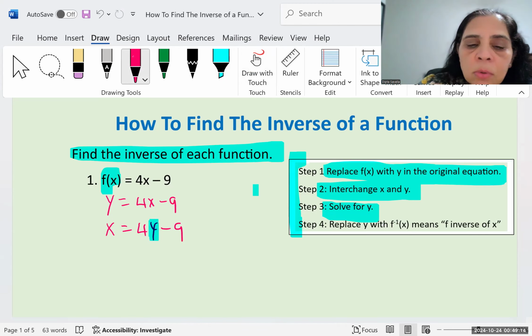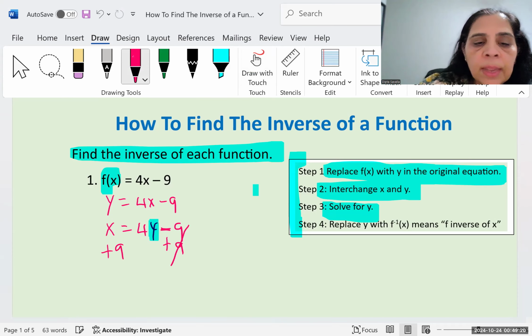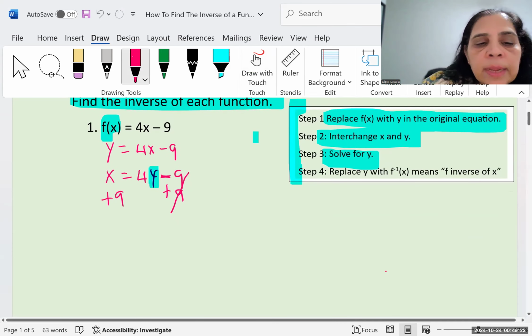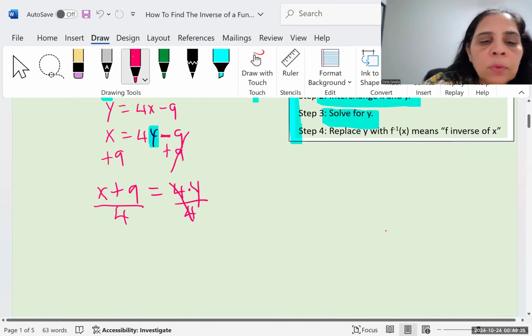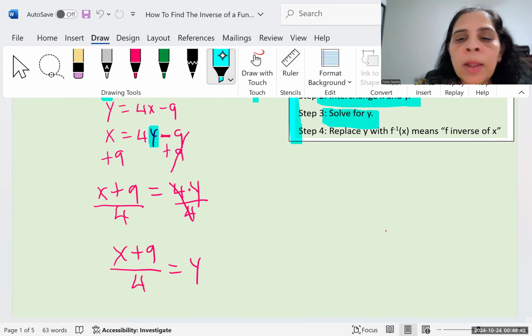So how can we solve? We have to remove the 9. Here it is subtraction, so we add 9 on both sides. Now we have x plus 9 equals 4y. Here we have multiplication, 4 times y, so we can divide by 4. Now we can see we have y by itself. So we solved for y.